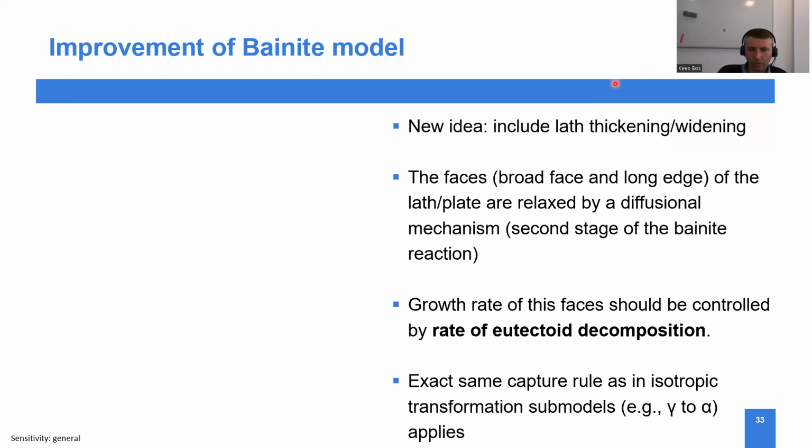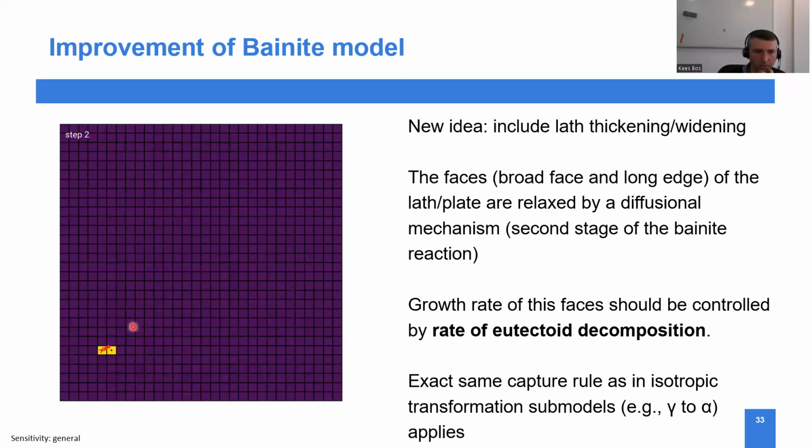And the idea is that we have to include the lath thickening and widening that we didn't do so far. And then as the phases of the lath plate are relaxed by diffusional mechanism, which you can call the second stage of the Bainite reaction, the rate of those phases should be controlled by the rate of the eutectoid decomposition. And yeah, that leads to a rather different growth law, which is quite, oh, I think I have to switch off the pointer too.